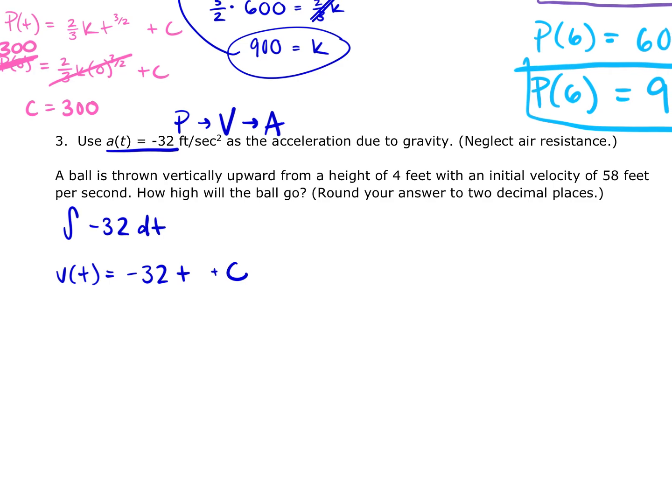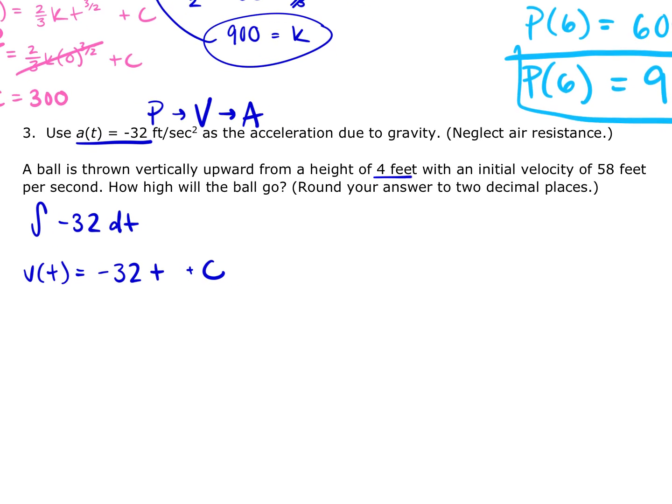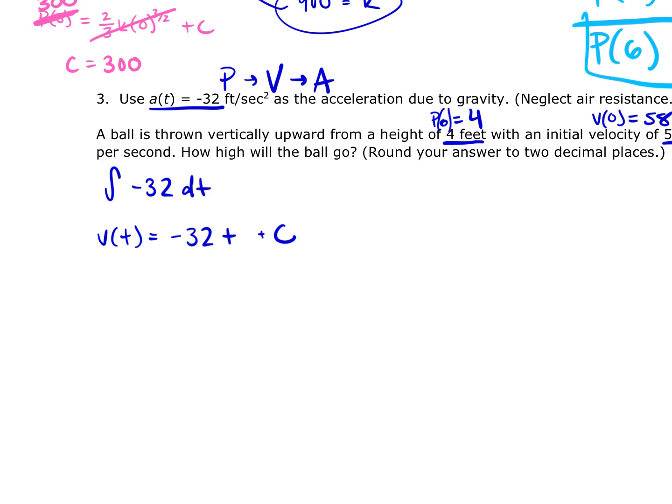It says a ball is thrown vertically upward with a height of 4 feet with an initial velocity of 58 feet per second. So the height of 4 feet is our starting position. If we use p as our position function, I'll call it p sub 0 would be 4, or if you wanted to call it p of 0. And then our initial velocity, you could call it v0 or v of 0, would equal 58. So our starting velocity is 58. Let's plug that in. We're going to use that to help us find c.